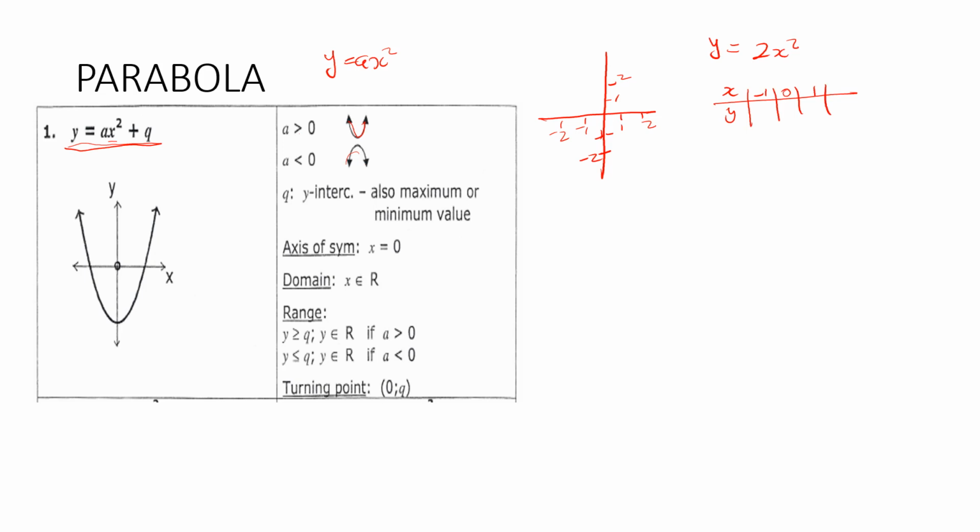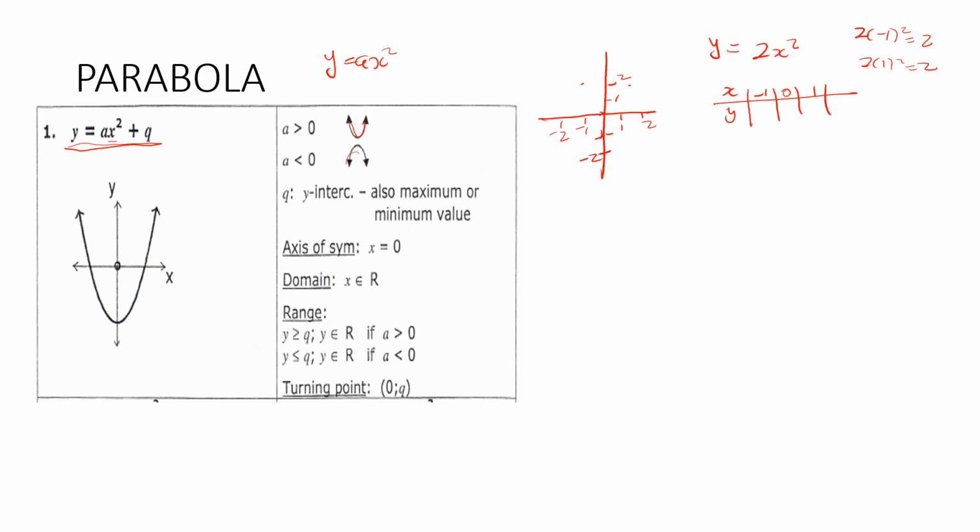If you put minus 1 in here, of course we'll have 2 into minus 1 squared, so the answer will be 2. So if you put minus 1, you'll have an answer of 2 here. Then if we have 0, we also have 0 here. And now if we have the value of 1, 2 into 1 squared, then the answer will be 2. So 1 and 2 will be here.